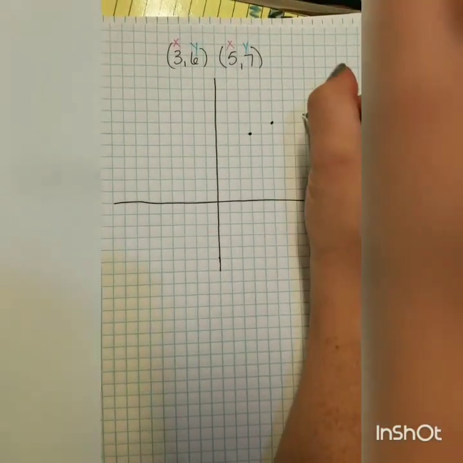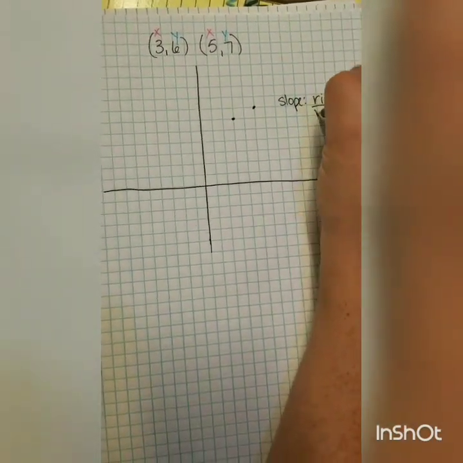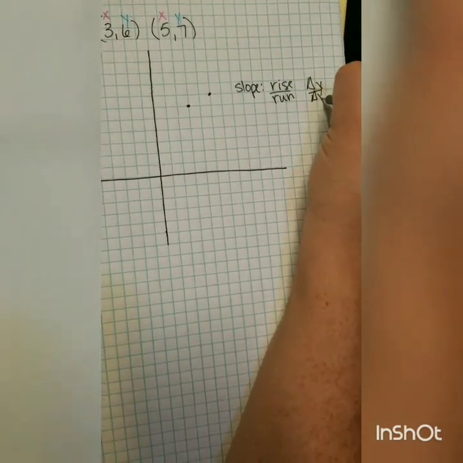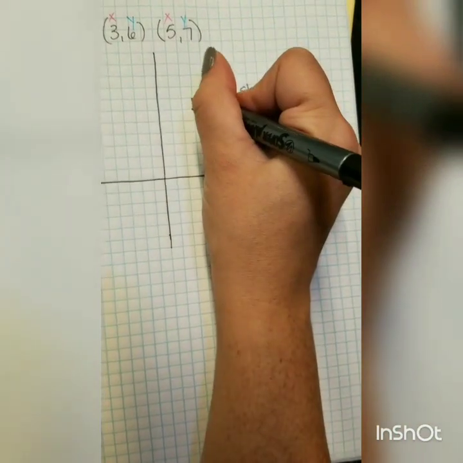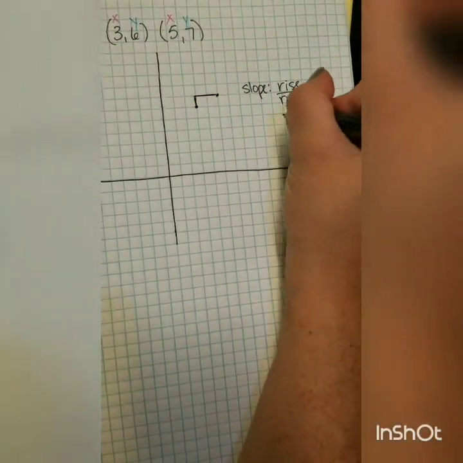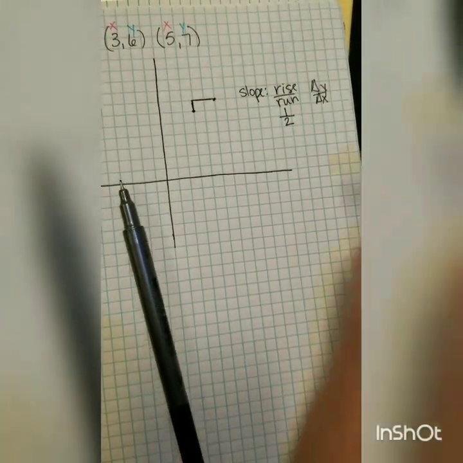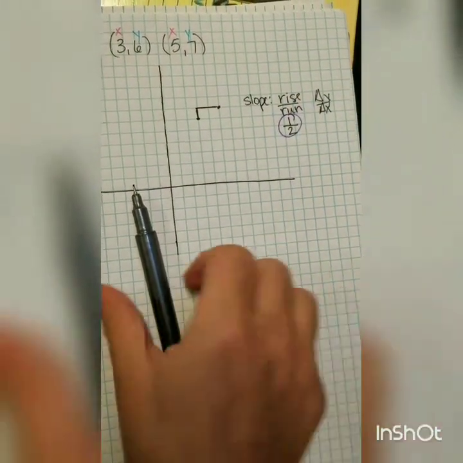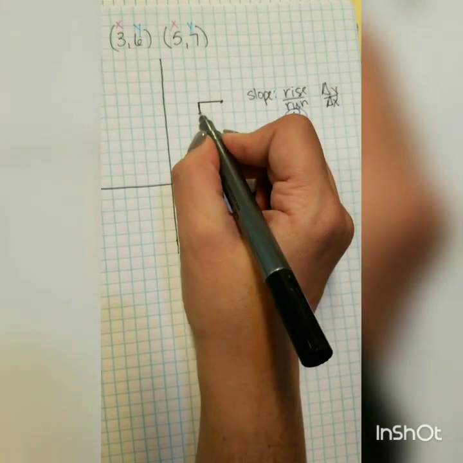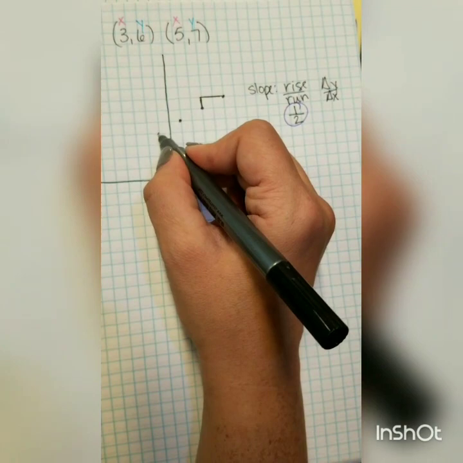All right, so I'm going to write out my slope by finding my rise over my run, or my change in y over my change in x. So I'm looking for how much did I go up and how much did I go over. So I went up 1 and I went over 2. So that means my slope is 1/2. Now I'm going to use that to go backwards. So instead of going up 1 and over 2, I'm going to go down 1 and backwards 2. And then I'm going to go down 1 and backwards 2.